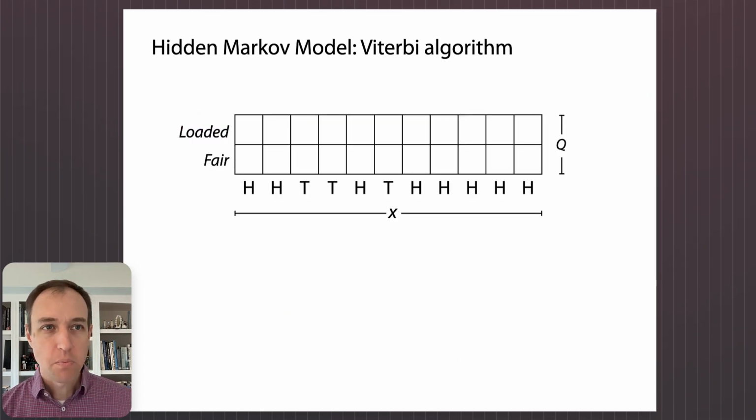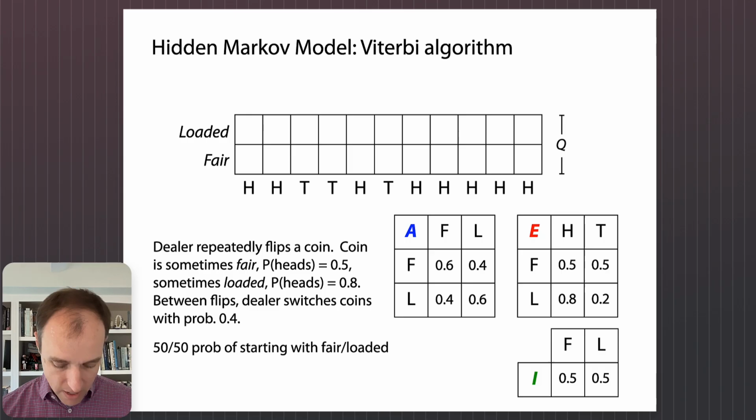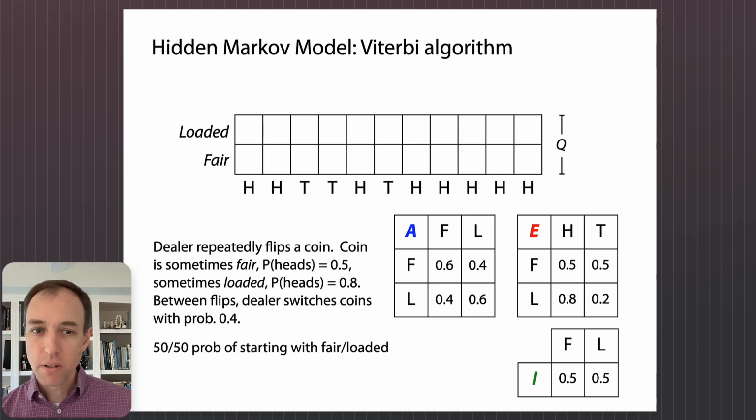Okay, let's put it all together and actually fill in some elements of a real Viterbi. This dynamic programming algorithm that we're using to do decoding is called Viterbi. So let's do the first few steps of this Viterbi algorithm. Okay, let's do our favorite occasionally dishonest casino formulation.